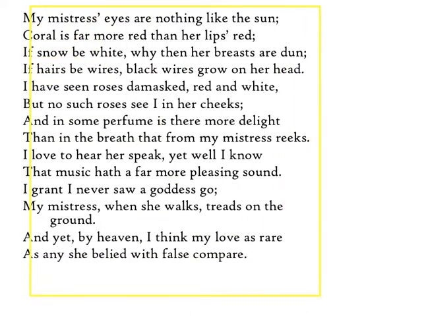Okay, let's look at the rhyme scheme. We have sun, red, dun, head. So we have this A, B, A, B. And then we have white, cheeks, delight, reeks. So a C, D, C, D.